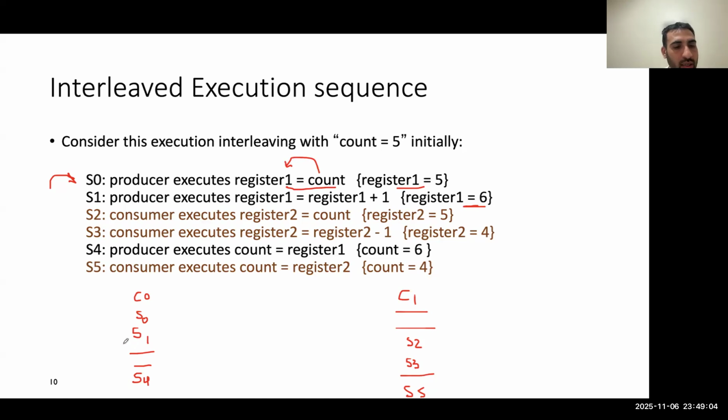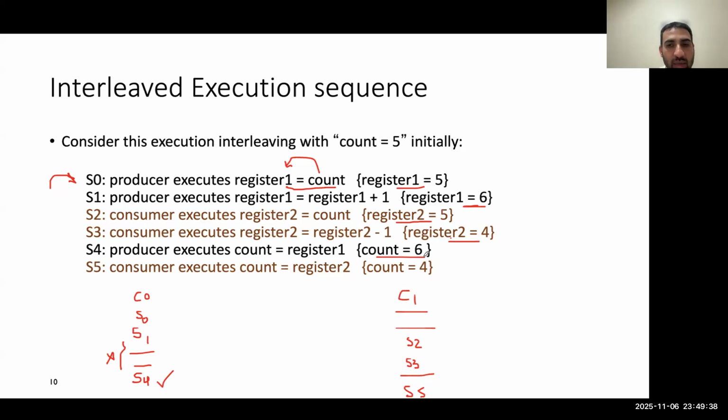But then our producer is, let's say, context switched out here, right? And our consumer is running. What it does is it also loads the value into its register from the memory location. So it loads 5 into register 2. And then it's decremented, so the value in the register becomes 4. And then the producer comes again, and it executes: it puts the value from the register into memory. So it writes count is equal to 6, right?